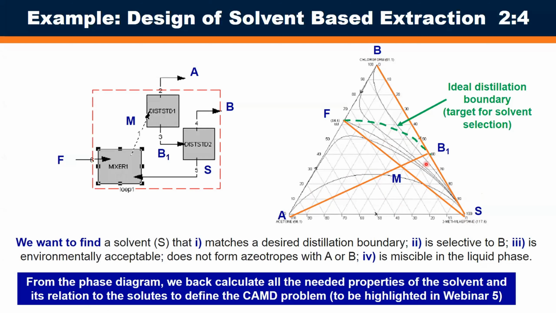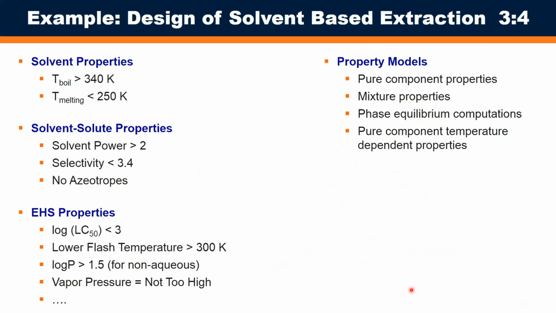From the phase diagram here, we can back calculate all the properties that we need of the solvent and how it relates to the solutes. That is what defines the computer-aided molecular design problem to actually identify the solvent. There are more details on this in webinar number 5 later this summer, where all the algorithmic and software aspects will be discussed, but we will briefly talk about it now.